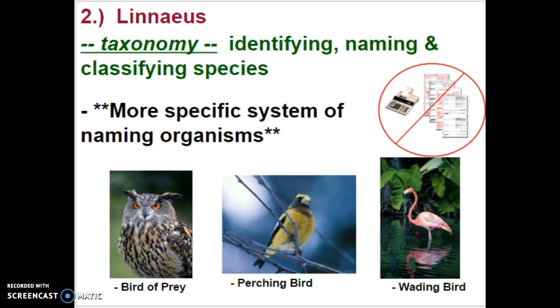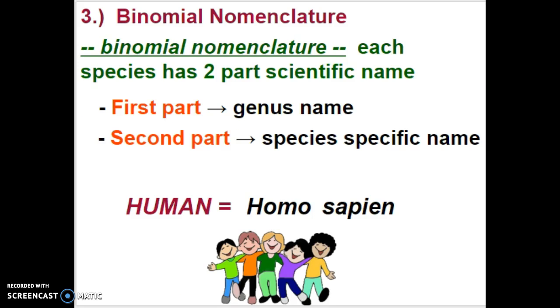Then we have those birds that spend a little bit of their time on land and then a little bit of their time in water, like flamingos and ducks. So you have the wading birds. He realized that everything was going to need a specific name. And so what Carl Linnaeus developed was binomial nomenclature.